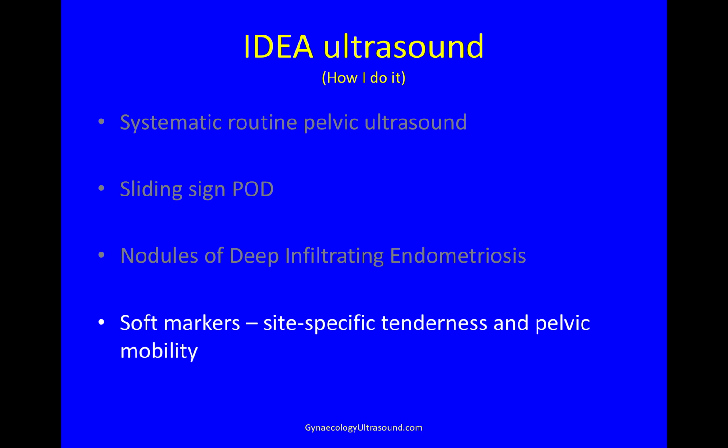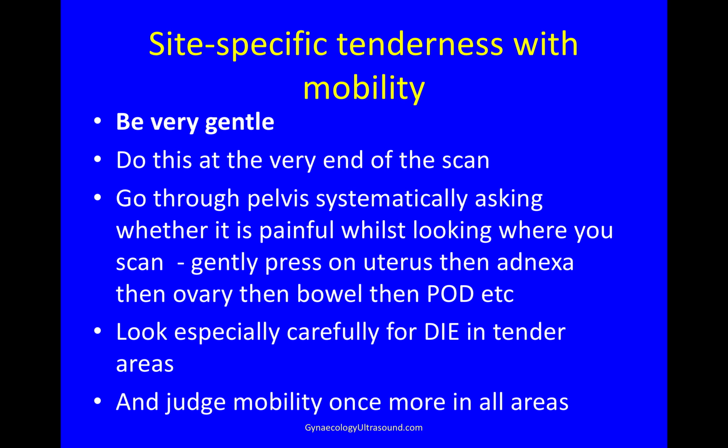Lastly, I look for soft markers, site-specific tenderness and pelvic mobility. The main thing to say is be very gentle. I do this at the very end of the scan, and I go through the pelvis systematically again, asking whether it's painful in this area whilst you're looking exactly where you're scanning, so you can see what is so tender. You can gently press on the uterus and gently press on the adnexa, then the ovary, then the bowel, then the pouch of Douglas.